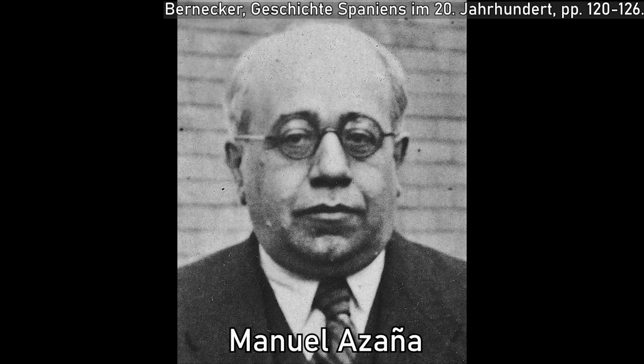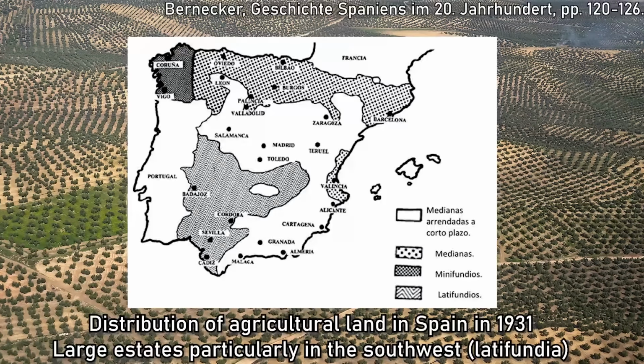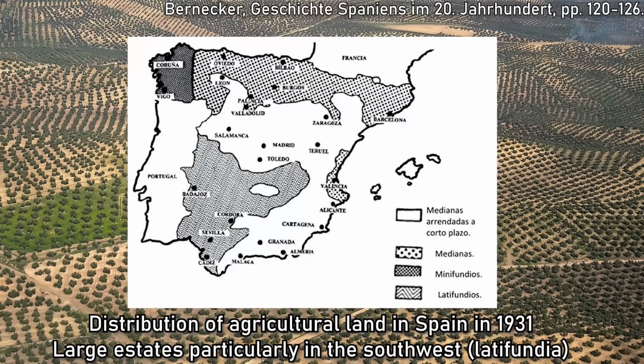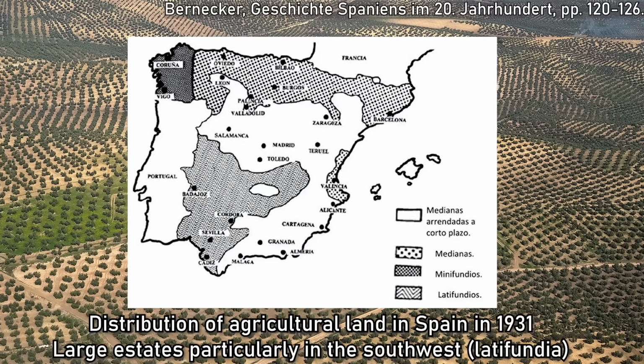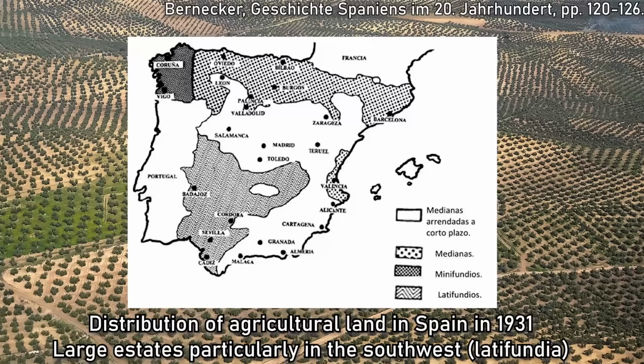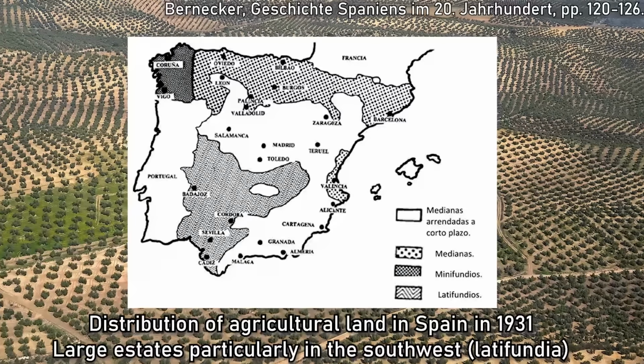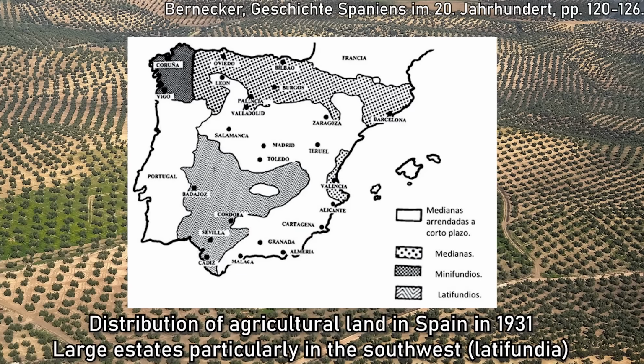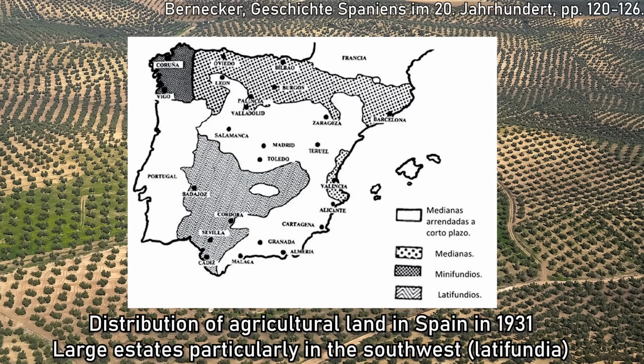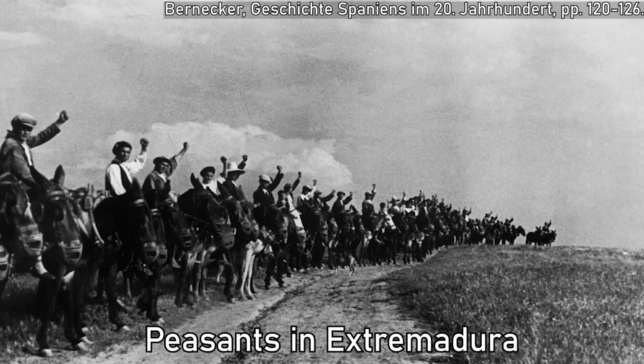The Republican government under Manuel Azaña recognized that one of the most pressing problems in Spain was the agrarian question, as land was distributed extremely unfairly. A tiny caste of large landowners, accounting for just 0.1% of all agricultural holdings, owned around a third of the total land area.